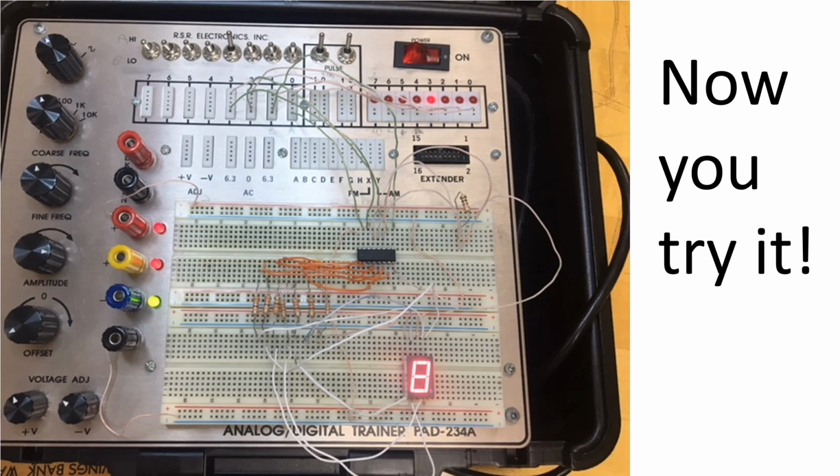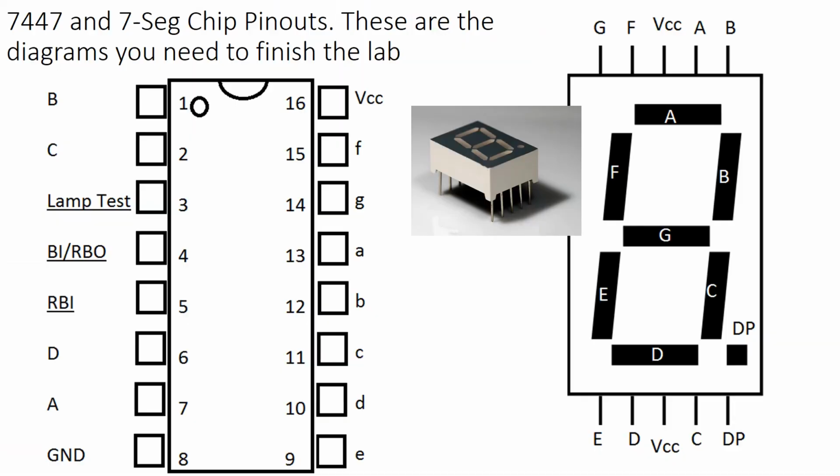It definitely talks a lot to the ability of the electronics engineering technologist to really do hands-on work in a system that doesn't just have a couple of wires, but really does have quite a few wires on it. And finally, I'm just going to leave on the screen here the 7447 and the 7-segment display chip pinouts. Those are the diagrams you need to finish the lab.